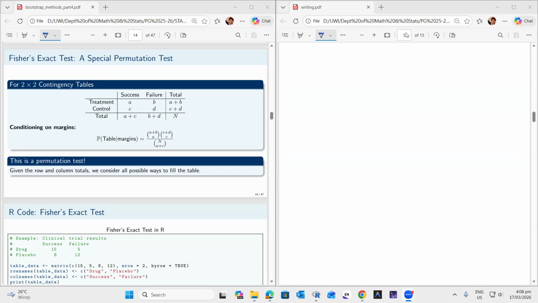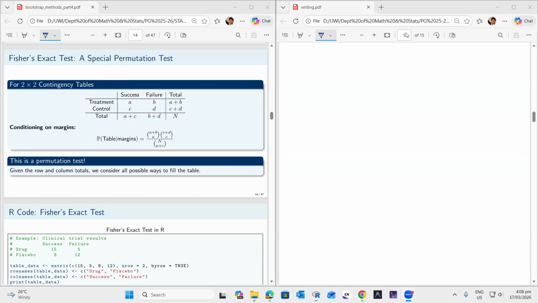Good afternoon, everyone. In the previous class, we talked about the permutation test for the bootstrap methods, right? So we are going to talk about Fisher's exact test, the Jackknife, and cross validation in today's lecture. First, we will talk about Fisher's exact test.